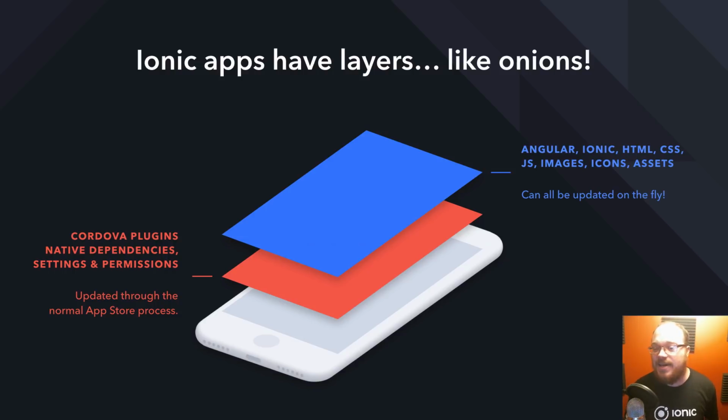However, 99% of your code exists in this non-native layer. That includes Angular, Ionic, HTML, CSS, JavaScript, images, icons, any assets. Basically 99% of your app, you're allowed to update on the fly per Apple and Android's terms of service. Ionic Deploy is a service that allows you to update that entire top layer on the fly, even send different versions of your app to different users.